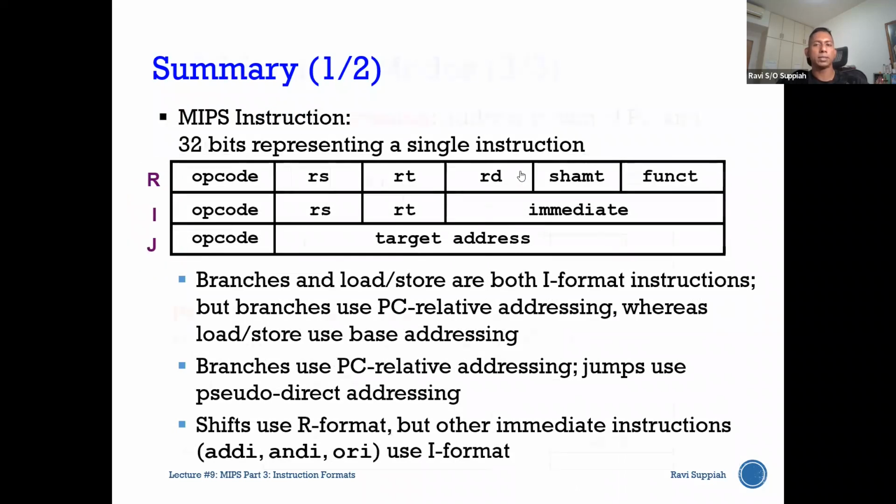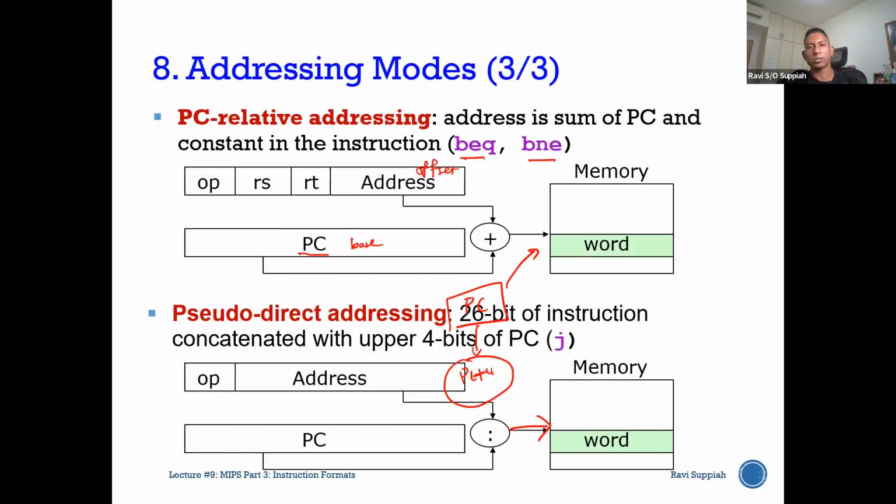Okay, PC plus 4 is basically the next instruction, because every instruction is 4 bytes. If your program counter is pointing to one address, that means it is currently fetching the instruction from these 4 bytes. But the moment you fetch this instruction, it will automatically increment to PC plus 4, because by default, the expectation is it will go in sequence. So PC plus 4 is basically the address of the next instruction that you want to execute.